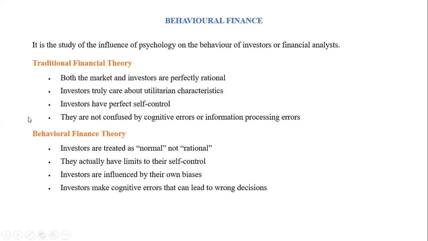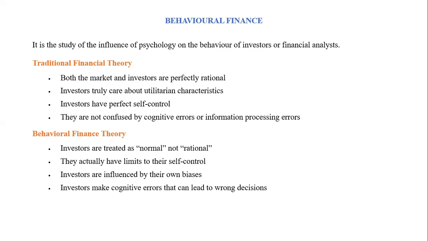Okay. So I started here by indicating that traditional financial theory believes that markets and investors are perfectly rational. That we are perfectly rational. Then it's also believed that investors always care about their utilitarian characteristics. And whenever you hear utility in economics, in finance, it's talking about a person maximizing his or her satisfaction.